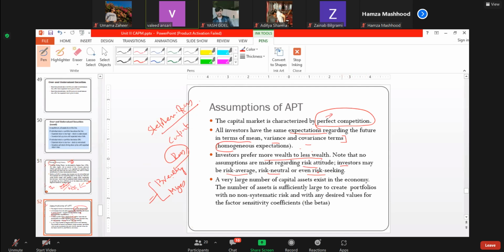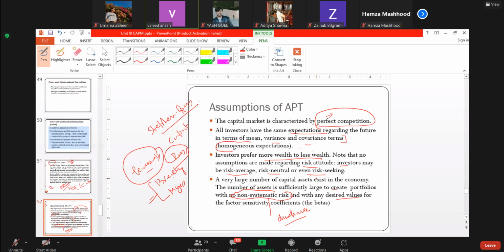A very large number of capital assets exist in the economy, and this can help us in creating a portfolio which can diversify away non-systematic risk. Again, I repeat, diversifiable risk. If there are very few assets, the chance of risk diversification is not there. If enough security assets are available, you can diversify away the unsystematic, specific, idiosyncratic risk.